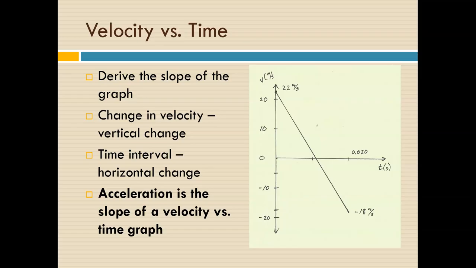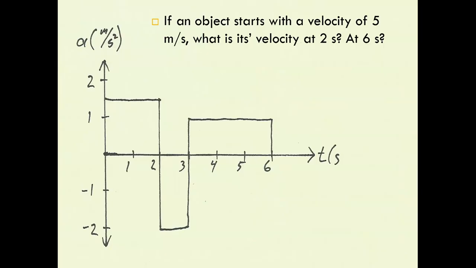Okay, great. So, if I can go from velocity and find the acceleration by using the slope, I should be able to go from the acceleration and find the change in velocity. Does that make sense? So here's my exercise for you. If an object starts with an initial velocity of 5 meters per second, what is its velocity at 2 seconds, and what is the velocity at 6 seconds? Again, work together as groups, and we'll work our way through this one, okay?